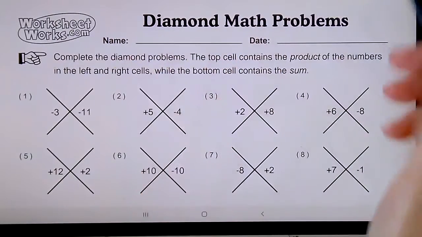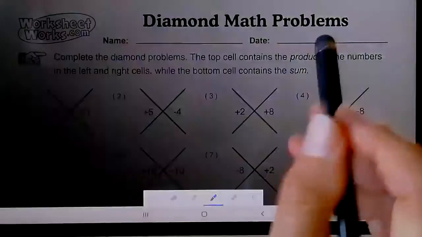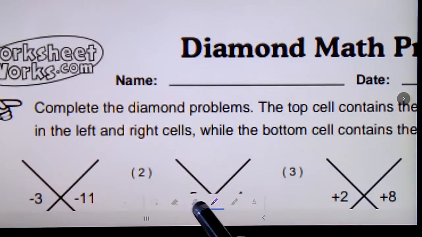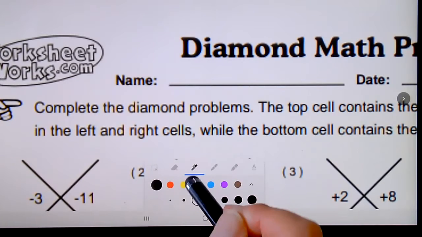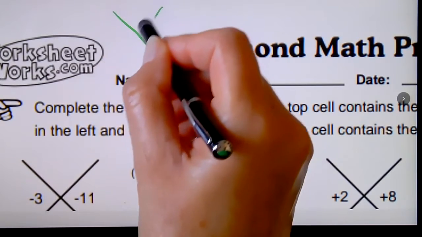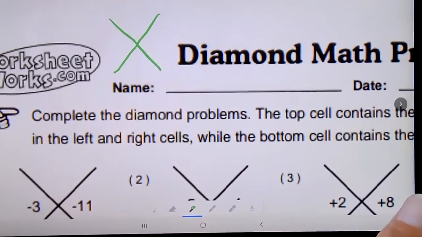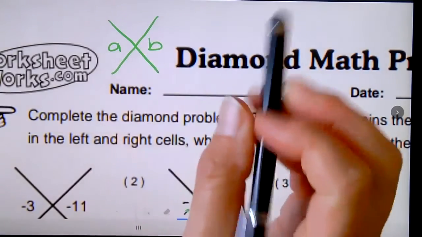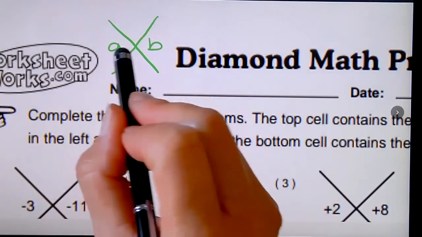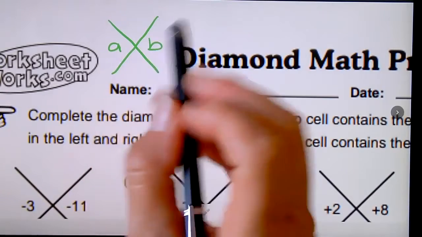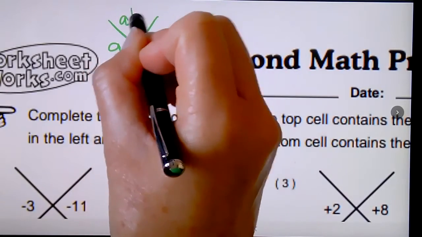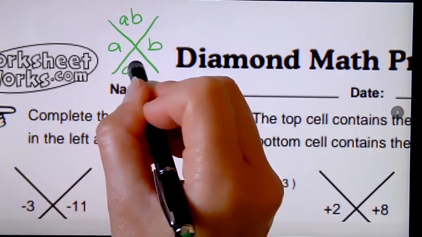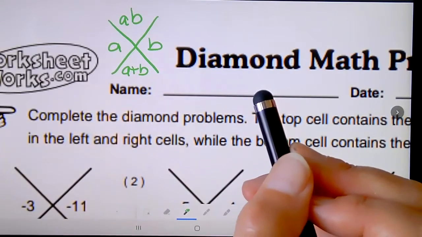Just a little review, a little reminder when we're doing this. When we have a diamond problem, whatever numbers we have on the side, let's just say it's A and B, I'm going to use those as my variables. I'm going to multiply them together to get the top, so A times B, AB, and then I'm going to add them together to get the bottom, A plus B. That's how we do diamond problems, okay?